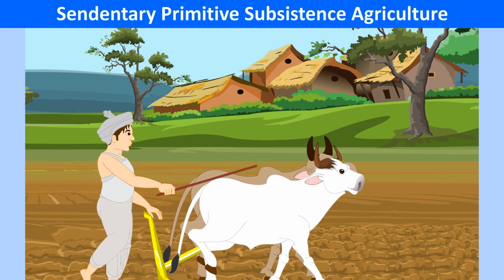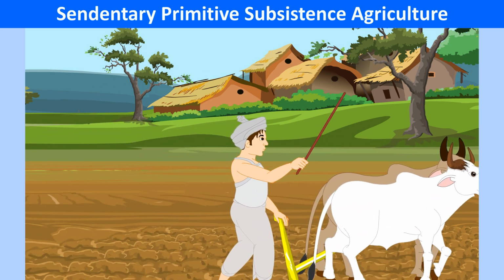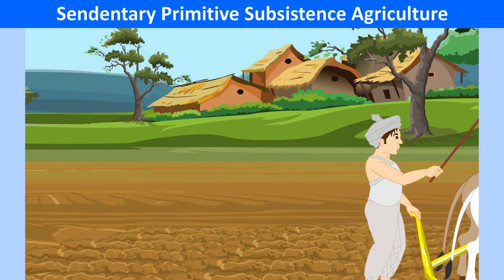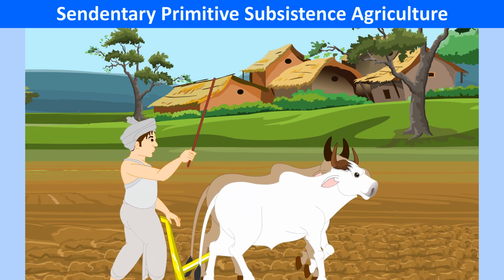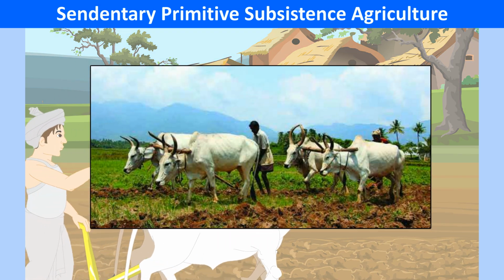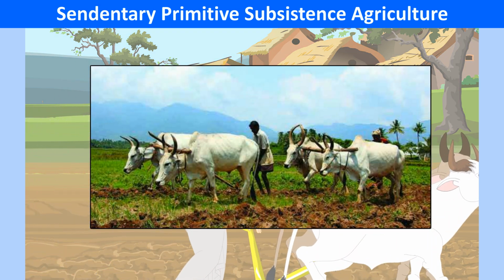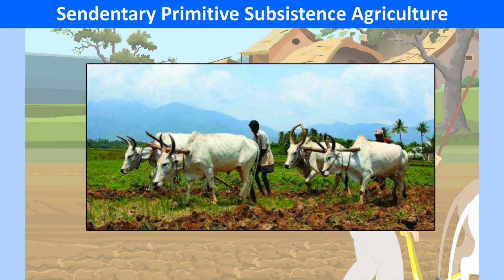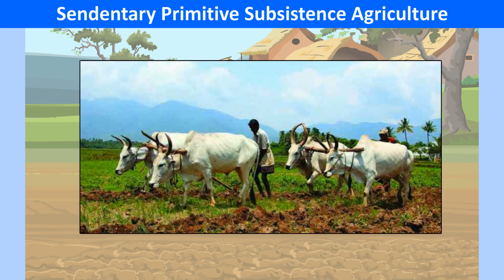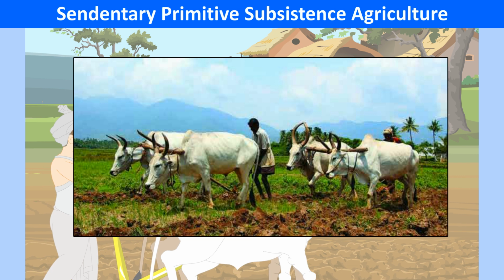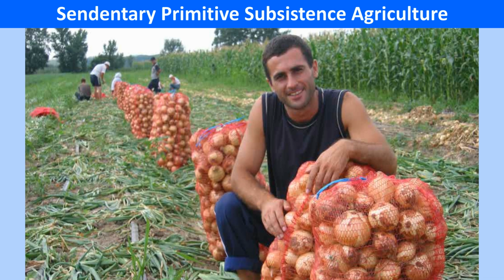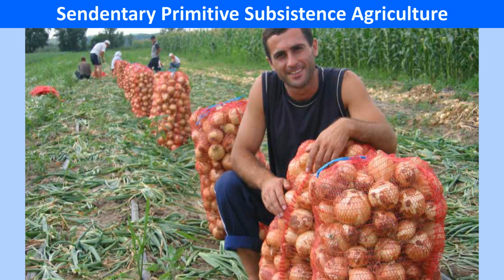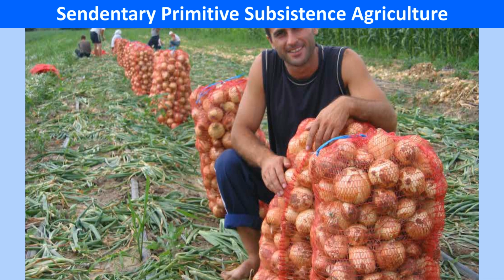Sedentary primitive subsistence agriculture. In this type of farming practice, same fields are cultivated again and again after a period of fallowing, and the farming community stays permanently in one place. Farmers do a more careful job of preparing the land and cultivating the crops. Sedentary farmers are those who stay and practice agriculture in one place. They often sell their surplus products to nearby villages.